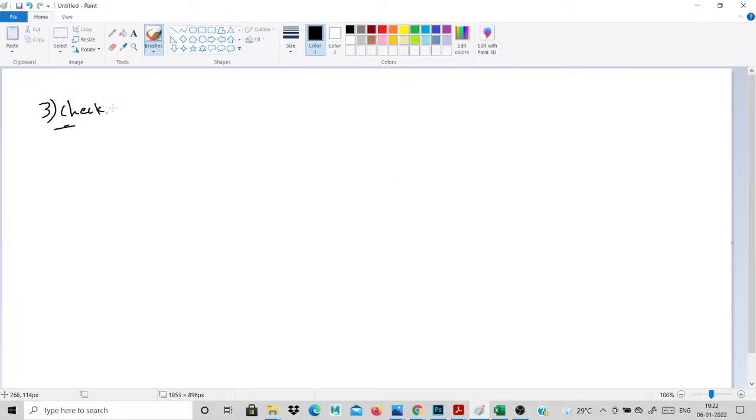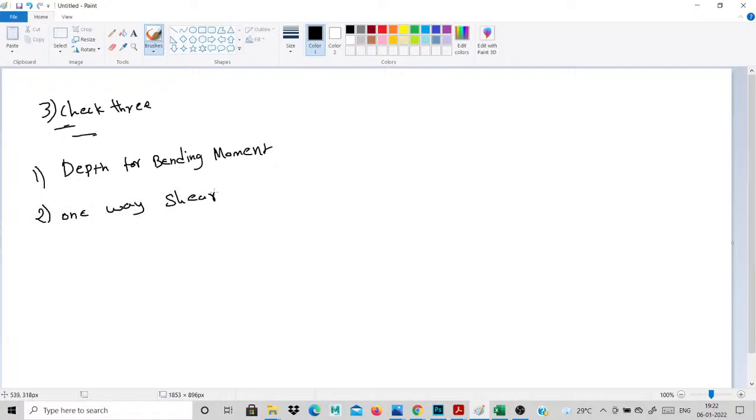Check. Three checks are main. One is the depth for bending moment. Another one is the one-way shear, which is a compulsory check for your footing. Another one is the two-way shear. These three checks are main for your footing design: a bending moment check, a one-way shear, and a two-way shear. These are the three compulsory main checks for your foundations.